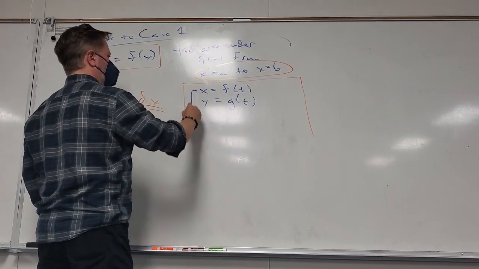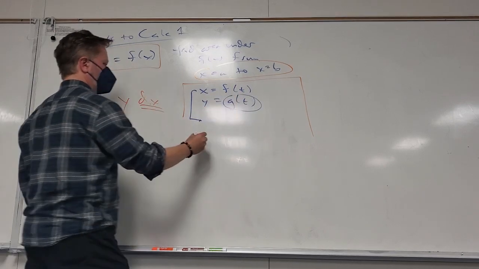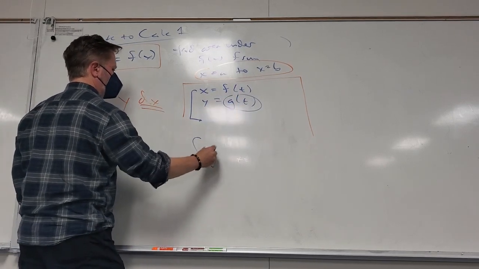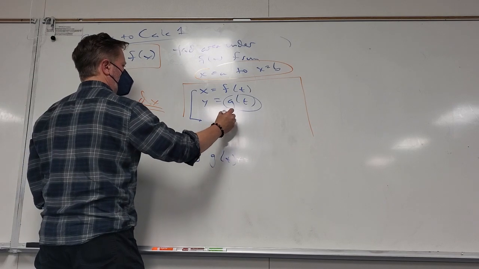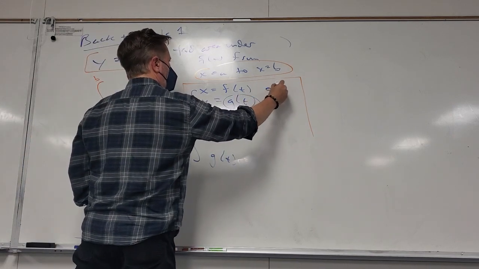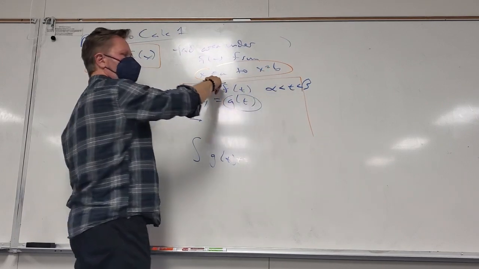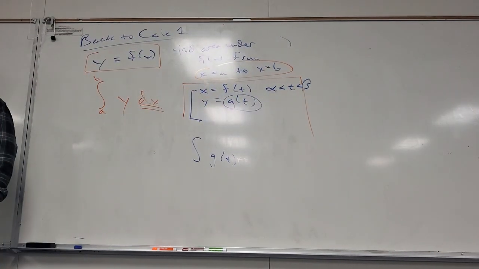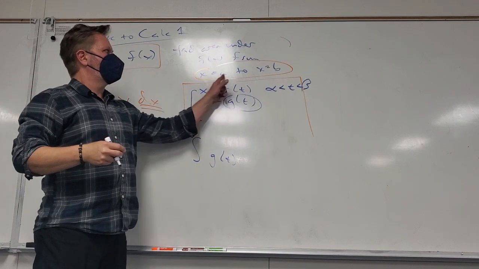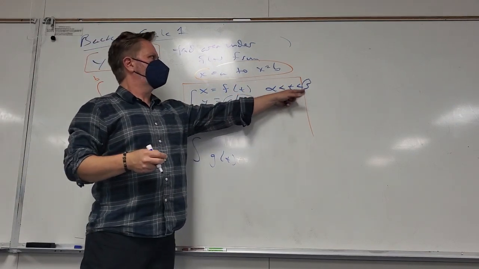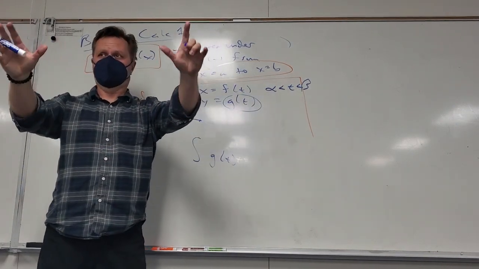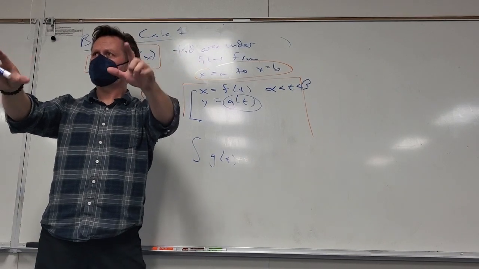Can anyone tell me? So I got y is this, correct? So let me put in here, y is g of t. Let me say that t is going to go from alpha to beta, because it doesn't have to be equal to this. I want that to make sense. What's alpha? It's the t that makes x a. What's beta? It's the t that makes x b. You with me? Does that make sense?